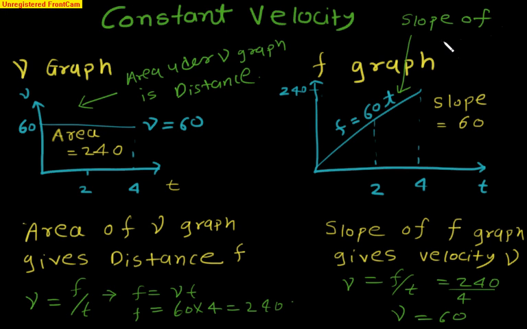slope of the f graph is speed. These are the two important points. Area under the v graph is nothing but distance. Slope of the f graph is nothing but speed. One is answered by integral calculus, the second question is answered by differential calculus. I think you understood what I mean.